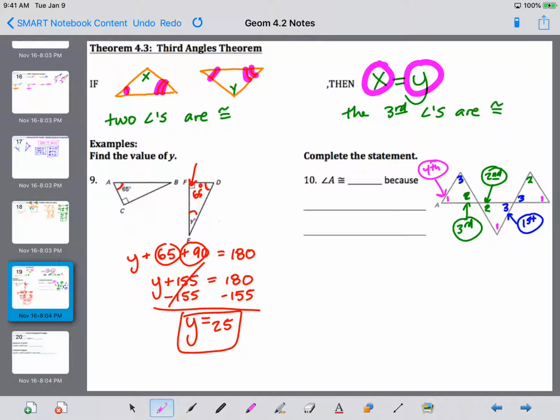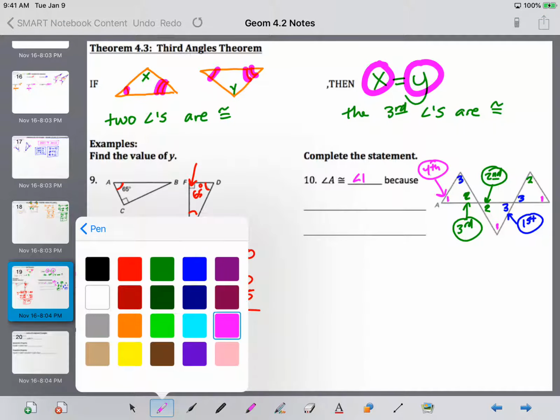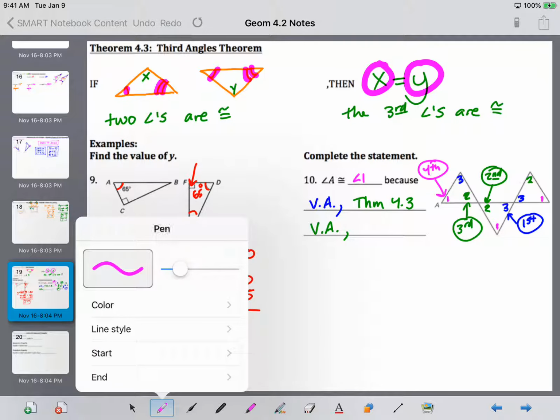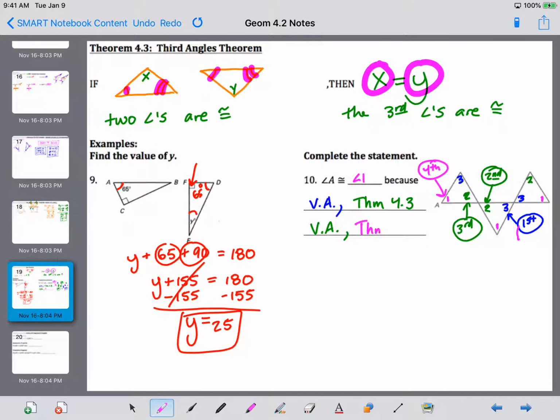Okay, so angle A is congruent to angle 1 because first we used vertical angles. Then second, we used that third angles theorem, theorem 4.3, and then again we used vertical angles one more time to get that second angle in the last triangle. And lastly, we used theorem 4.3 again to get that missing angle in this triangle on the left.